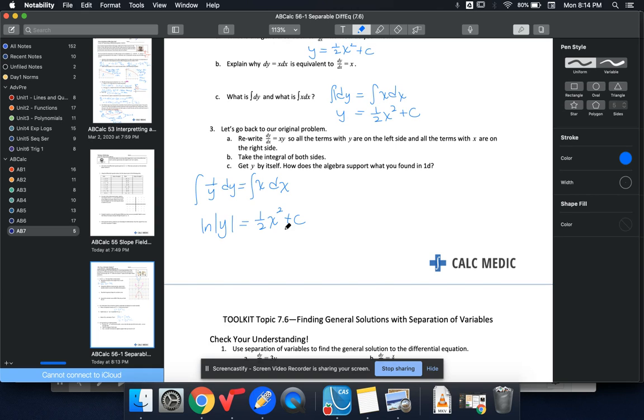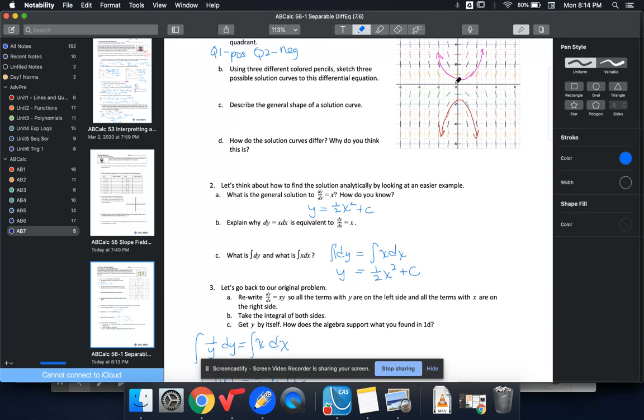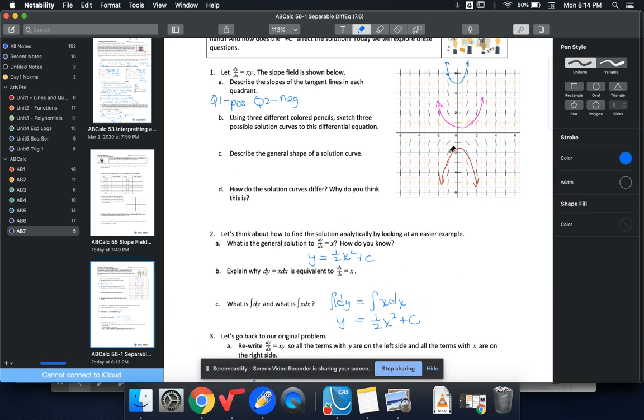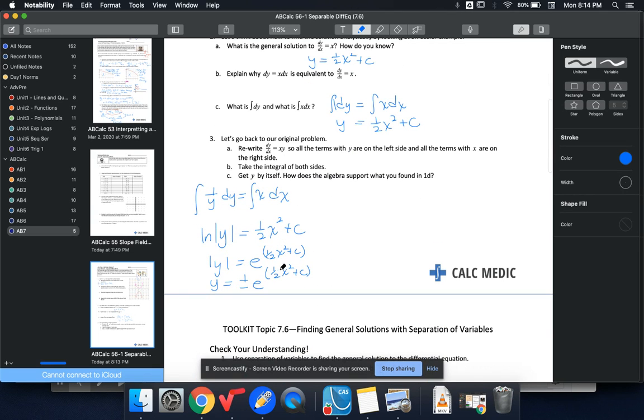Well, now I can raise e to both sides. I get the absolute value of y is e to the one half x squared plus c. And then for my y values, there was no restriction originally in domain and range. So that means that y is plus or minus e to the one half x squared plus c, which makes sense now why I had curves reflecting over the axes. So this is a separable differential equation.